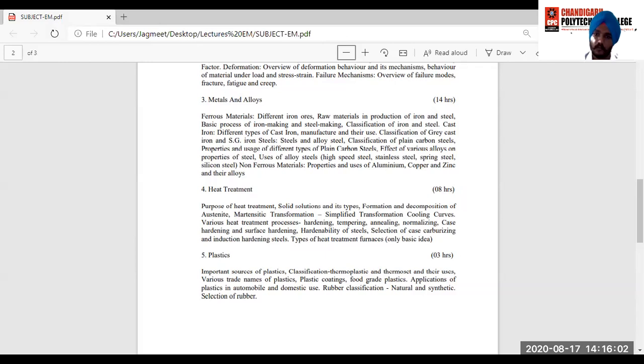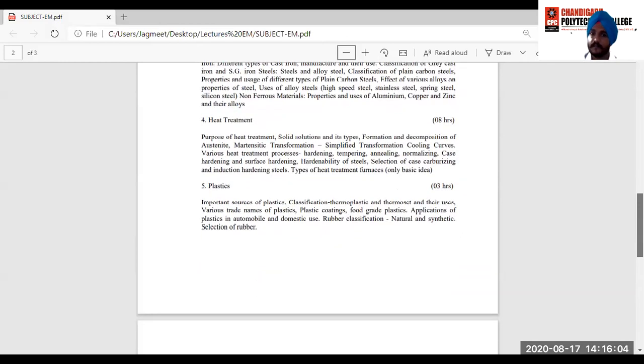In chapter number 4, we will discuss the heat treatment process, the purpose of heat treatment, what is the solid solution and its type, formation and decomposition of austenite, martensite transformation, what is iron carbon diagram, what is normalizing, annealing, hardening, tempering, case hardening, surface hardening, type of heat treatment furnaces. We will discuss in chapter number 4.